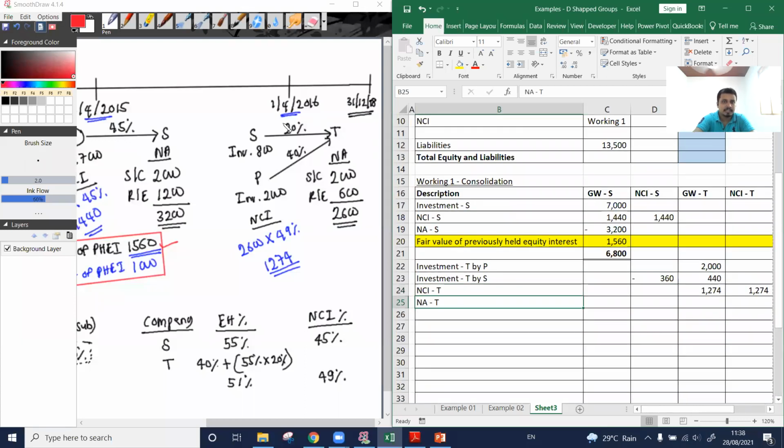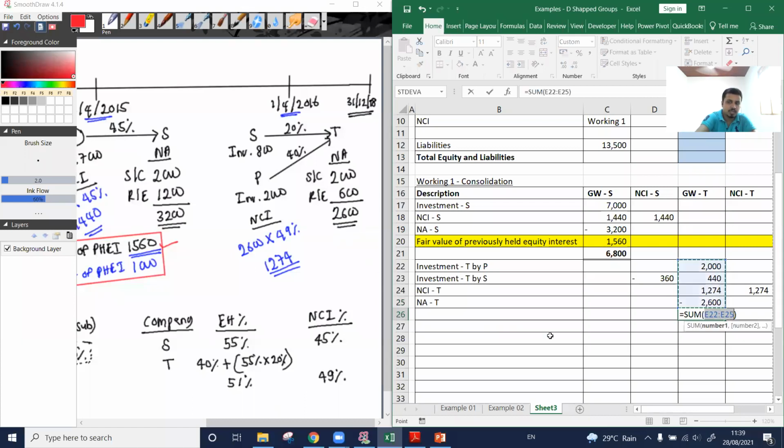Net assets of T as at the acquisition date, or on the date where T is becoming a subsidiary for company P Limited, the net assets of T Limited was 2,600. Net assets කියලා දැම්මට අපි ඇත්තටම ගන්න ඕන මොකක්ද? Fair value of identifiable net assets. It means if there are any fair value adjustments, we need to adjust for that, and then consider the final figure. Here, since there are no fair value adjustments, the fair value of identifiable net assets is equal to the book value of identifiable net assets, that is 2,600. We need to deduct that.